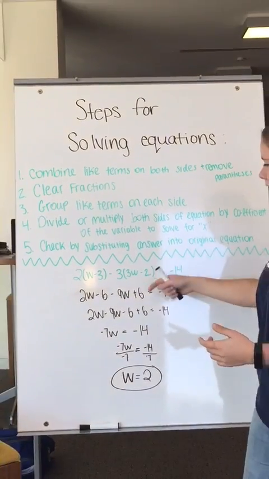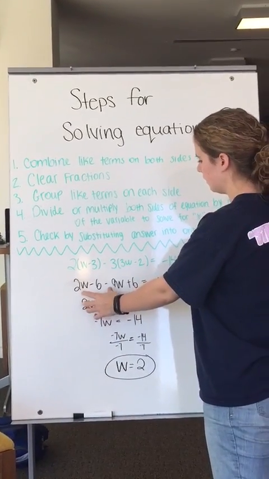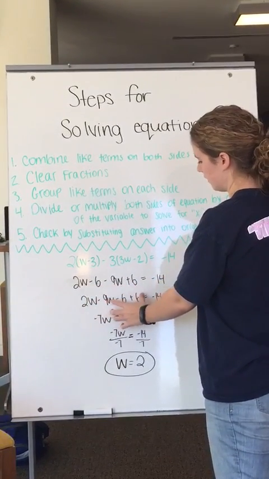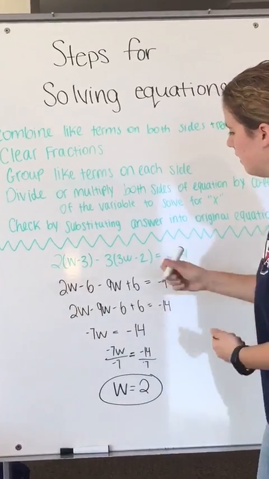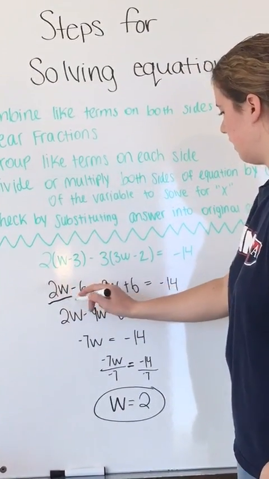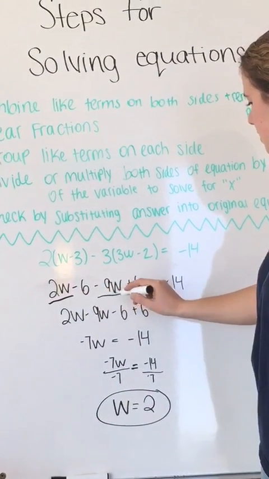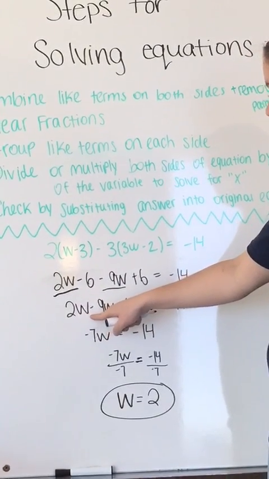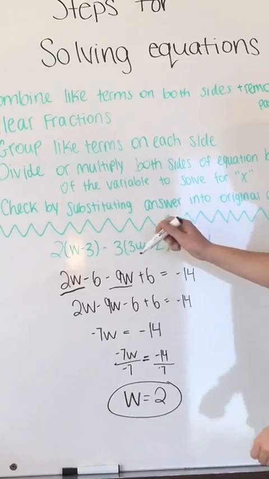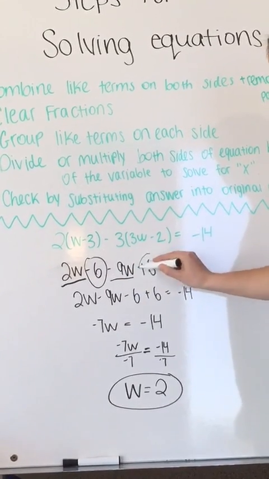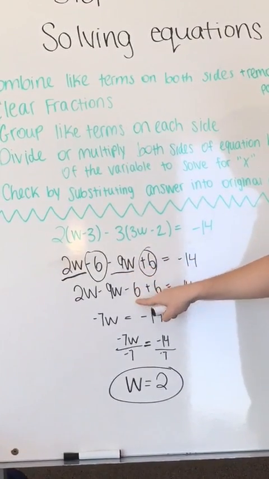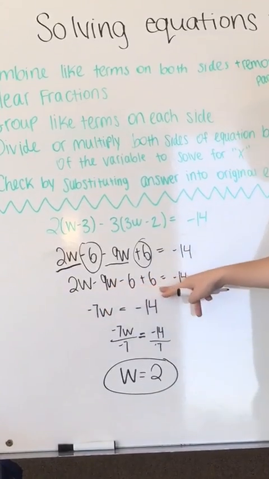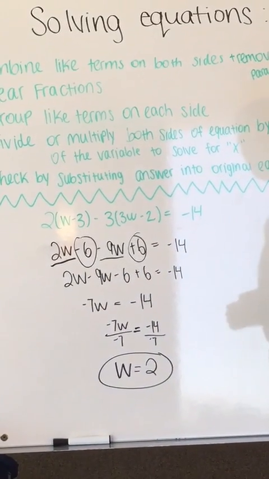So in order to do that, we're just simply taking the terms that are alike and we're just moving them down. So we're going to take the 2w and the -9w, and we're just moving them right down here to make that 2w minus 9w. And then we're going to take the -6 and the +6, and we're just simply moving them down here to make this row equal -14.